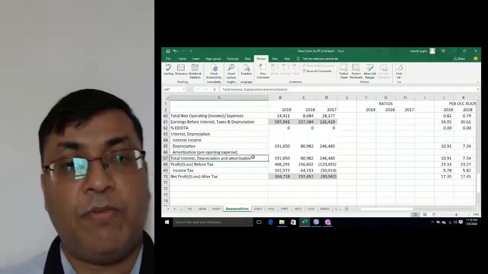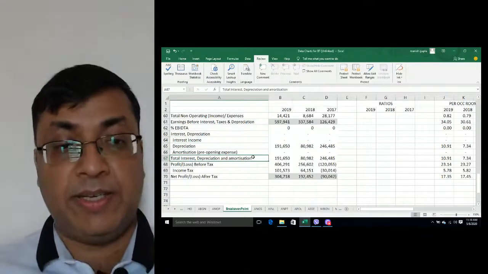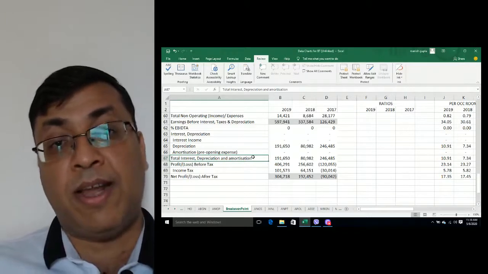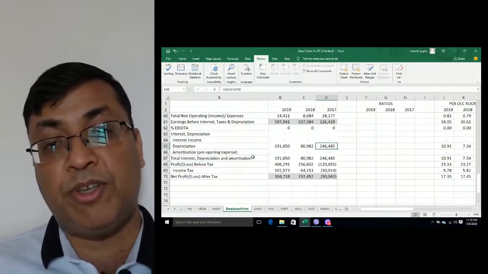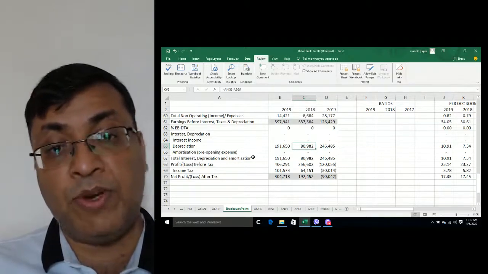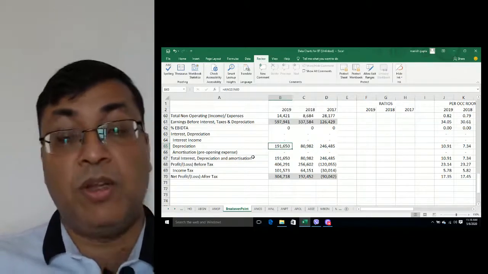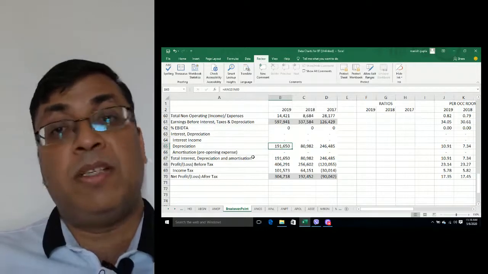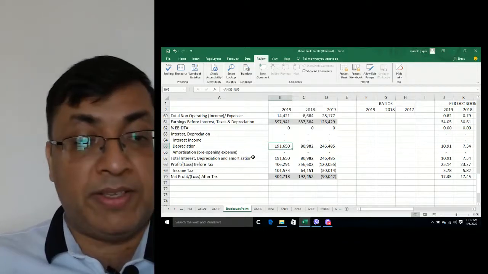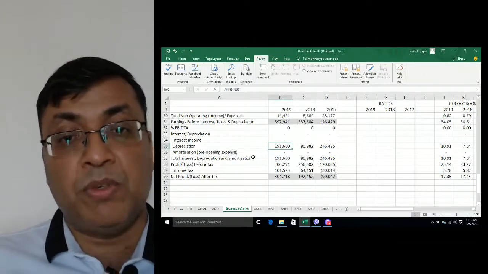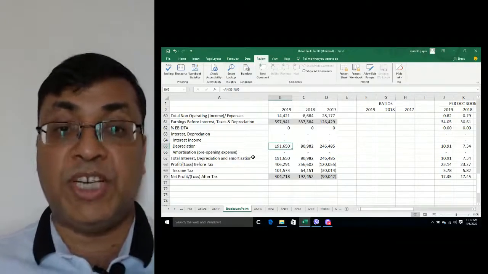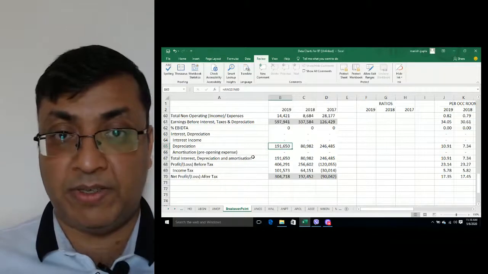So the first thing we need to understand is what are the changes in accounting practices. Here you can see the depreciation in one year was 246, then it brought down to 80,000, then it increased again to 191,000. Since I know the hotel, I know why, but you may be wondering why is that. It is because of a change in the accounting practices of the hotel.